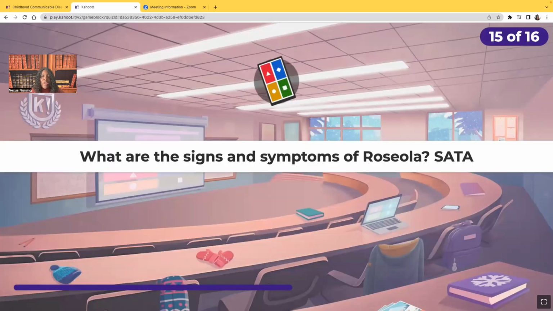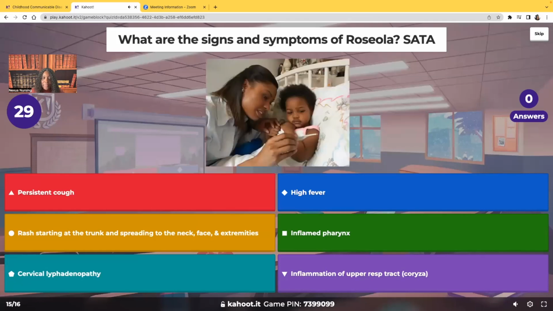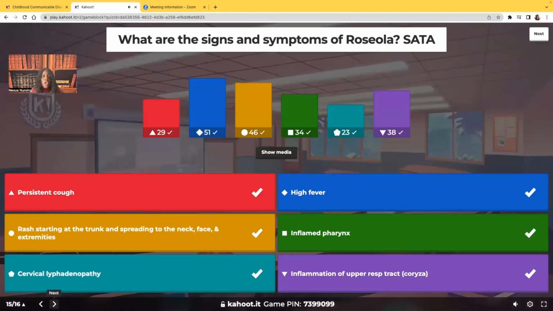Select all that apply. What are the signs and symptoms of roseola? Persistent cough, high fever, rash starting at the trunk and then spreading to the neck, face, and extremities, inflamed pharynx, cervical lymphadenopathy, inflammation of the upper respiratory tract known as coryza. What do you guys think? And you can answer more than one. This is select all that apply. Okay, all of them. You will see all of these signs and symptoms in roseola.